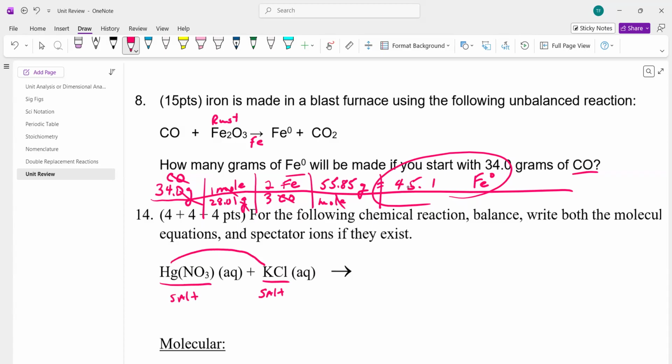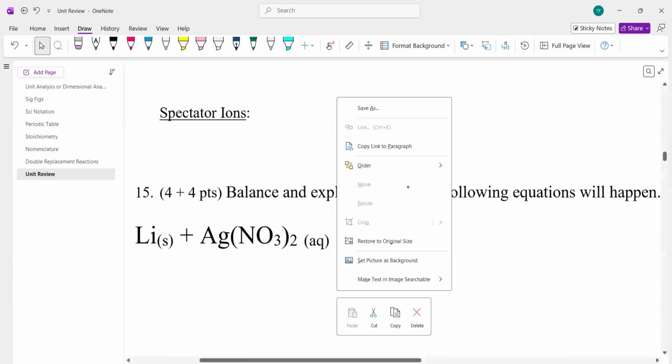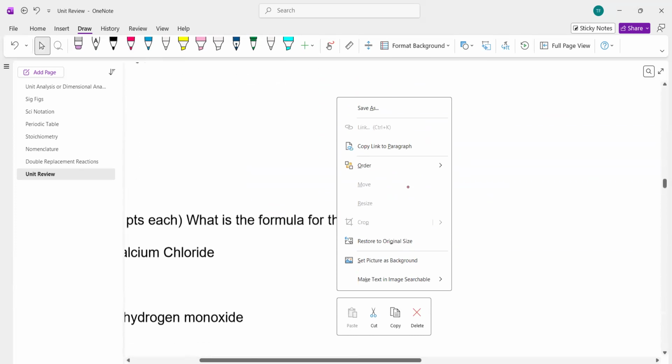So we're going to have KNO3, and we need to determine whether it's aqueous or solid. Plus the same with this, aqueous or solid. So we're going to use our table.